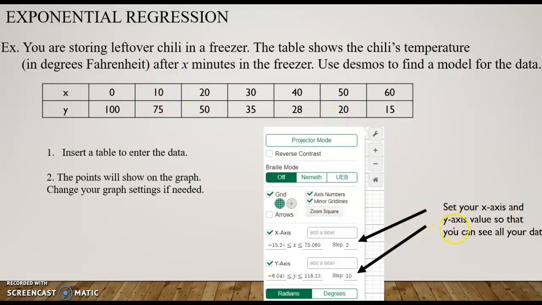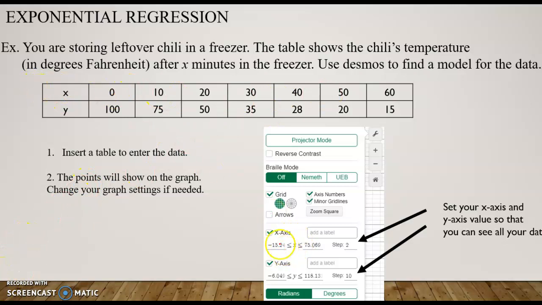All right, exponential regression right here. Set your x-axis and y-axis. Make sure you're in radians or degrees when we get to trig, by the way. Make sure you're in the right one. Set your x-axis and your y-axis values so that you can see all of your data. Insert the table again to put the data in. And the points will show on the graph.